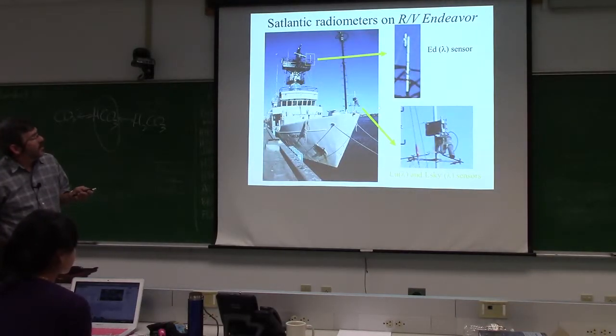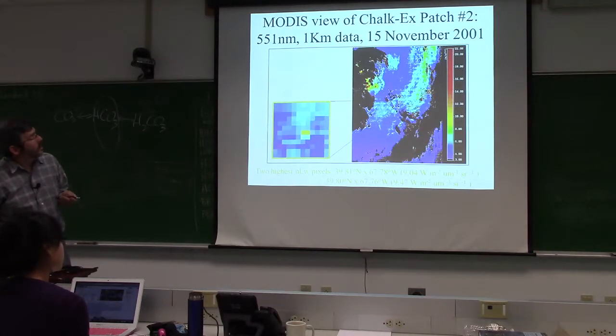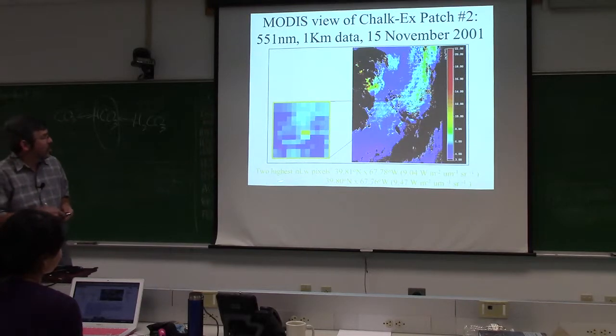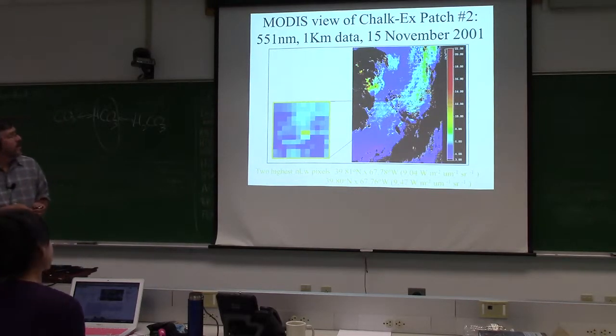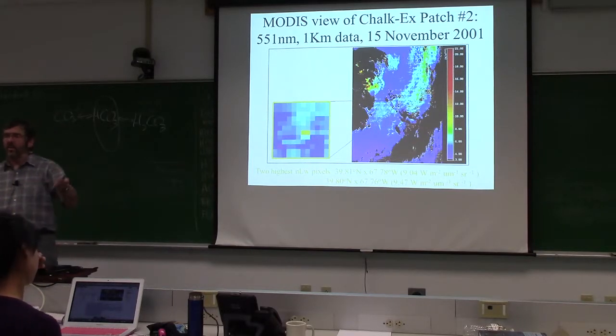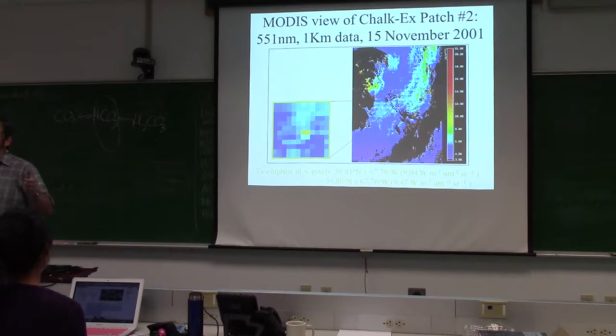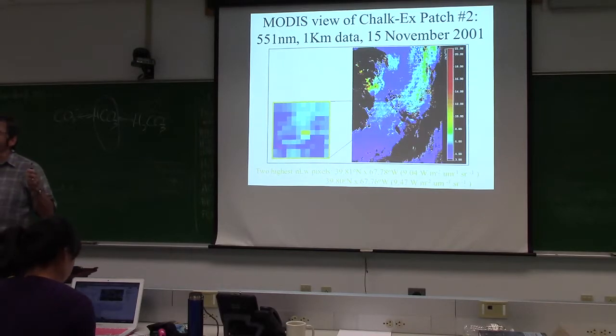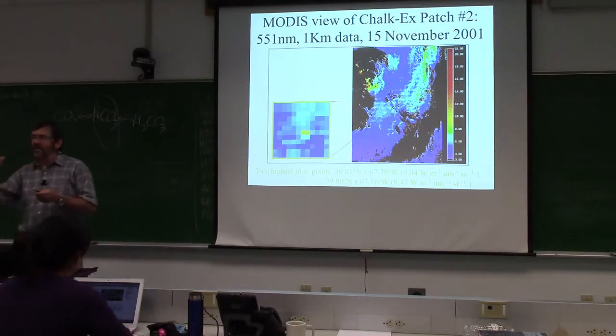Here's the Endeavor, and we had radiometers mounted on the bow and on the superstructure. And here was the MODIS view when we did, in that little spot right there, that's our patch. And 2 highest pixels, basically, we were able to see. Now, that's all well and good, but what happened to all this chalk? The major aspect of what happened to that chalk, very little of it fell into sediment traps, almost not measurable.